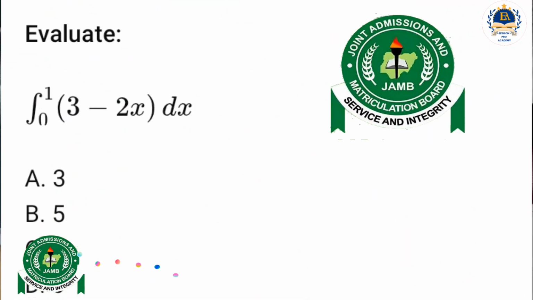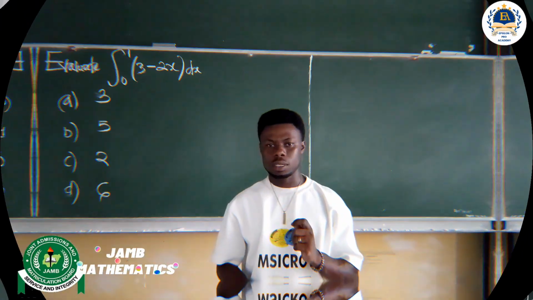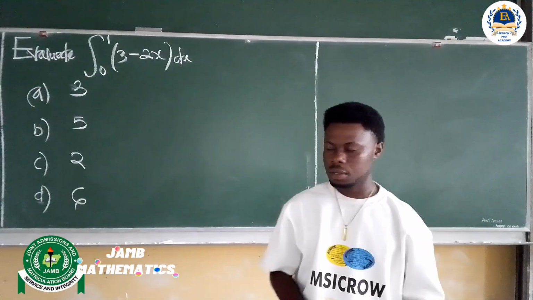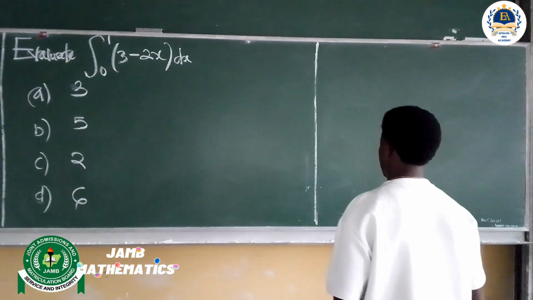Evaluate the function on the board. Option A, 3, B, 5, C, 2, and D, 6. First things first, we have to integrate what we have in the bracket. So in the bracket, we have 3 minus 2x.